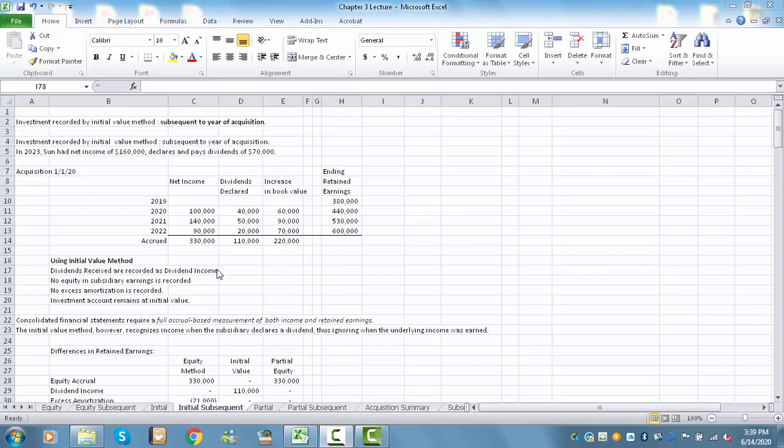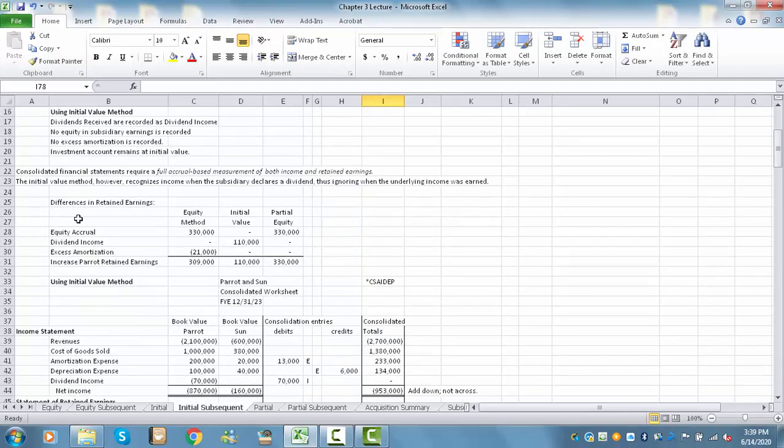Remember, dividends received are recorded as dividend income. No equity in the subsidiary earnings is recorded. No excess amortization is recorded, and the investment account therefore remains at the initial value. However, consolidated financial statements require a full accrual-based measurement of both income and retained earnings. The initial value method, however, recognizes income when the subsidiary declares a dividend and ignores the underlying income that was earned.